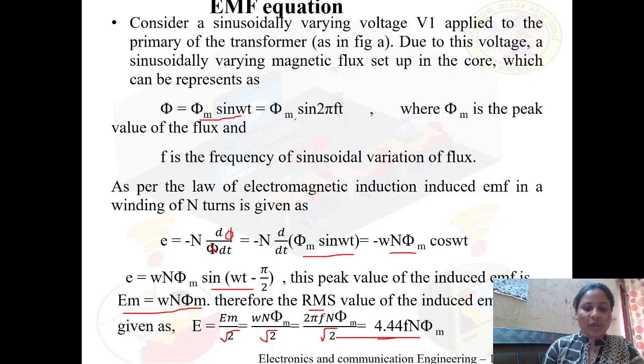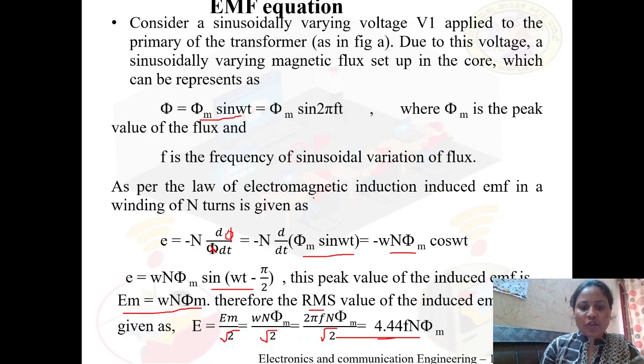So I'll just repeat one more time. Whenever we give an input voltage to the primary of the transformer, this will produce magnetic flux in the core, and we will represent the magnetic flux phi as phi m sin omega t.